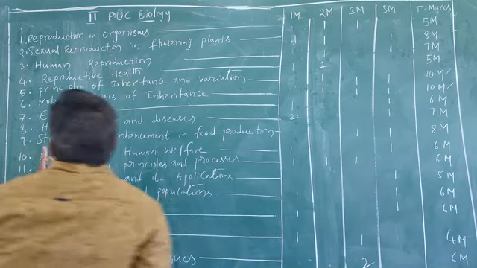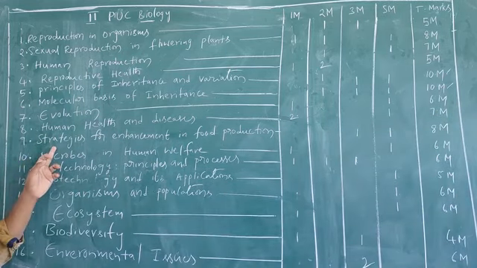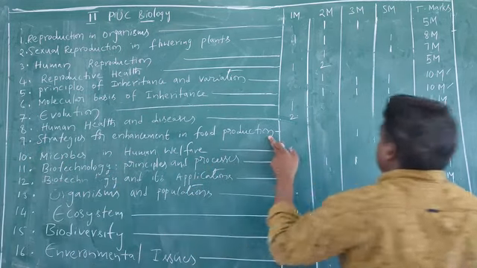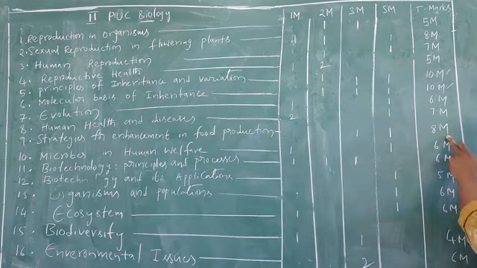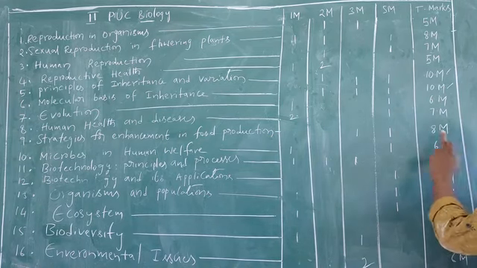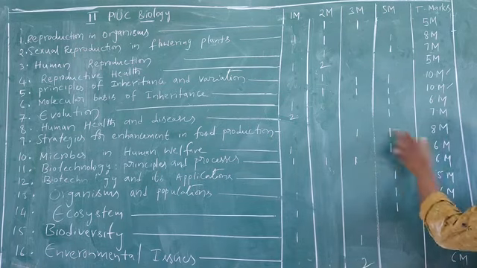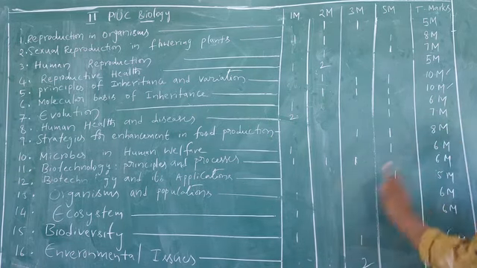Next, strategies for enhancement of food production. In strategies for enhancement of food production, you can see 8 marks are included in this chapter. In that, 3 marks question 1 and 5 marks question 1. Total it is 8 marks.